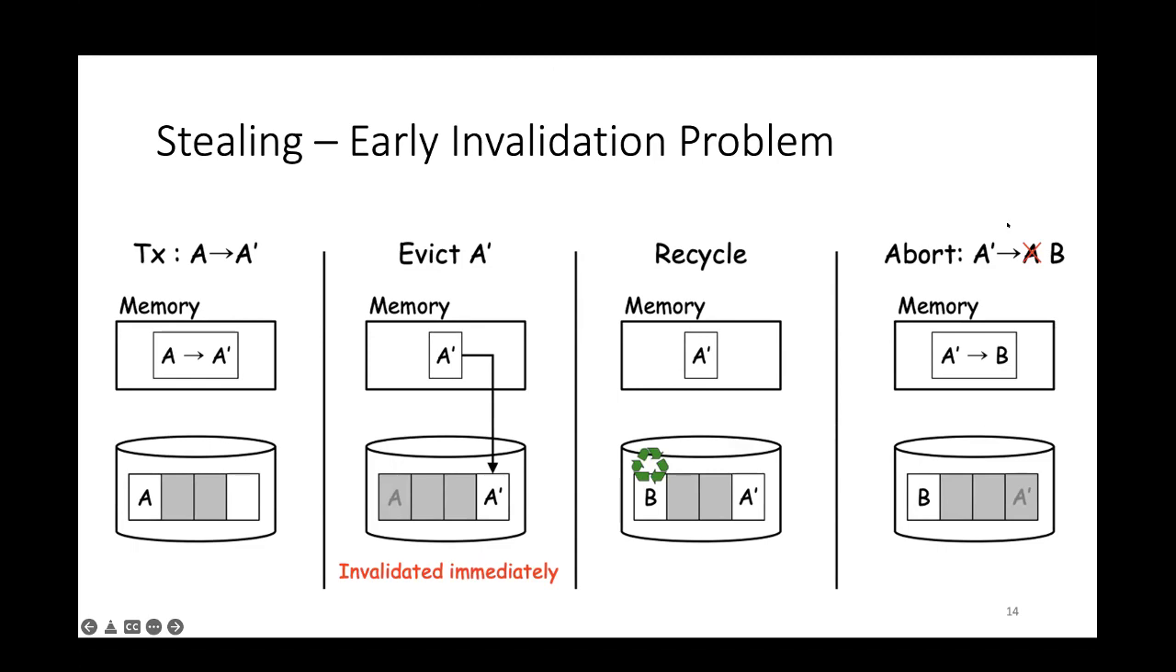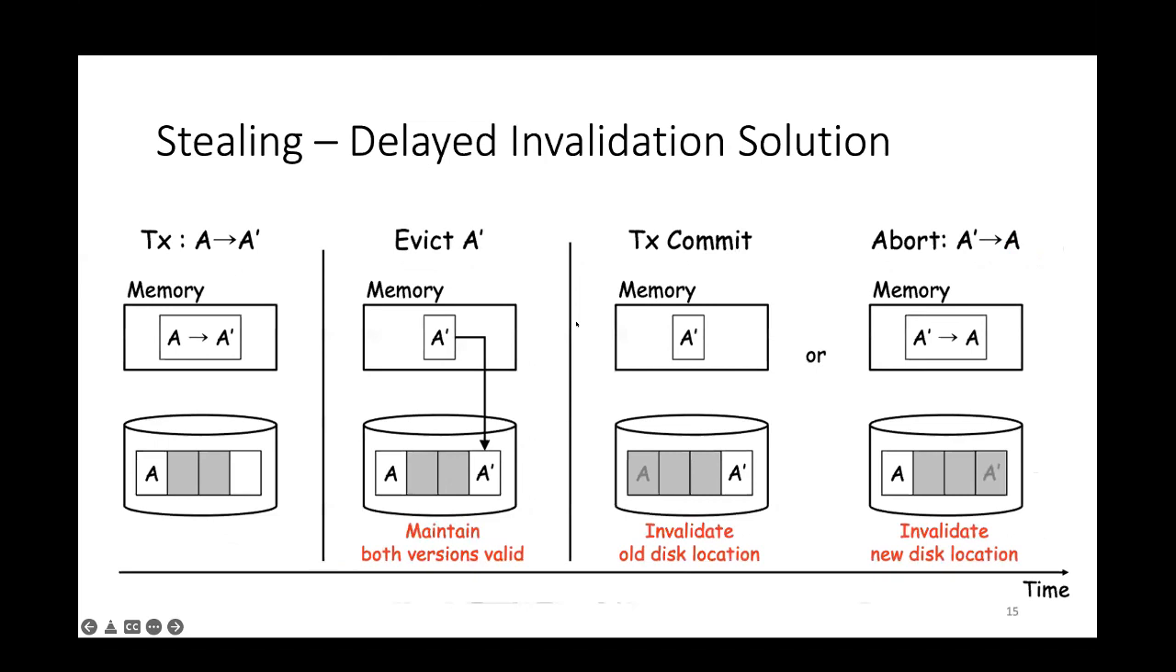And then when we abort the transaction, now instead of the old version of A being in the original location, we have this new data B, which is incorrect. So to help with this problem, they introduced this thing called delayed invalidation.